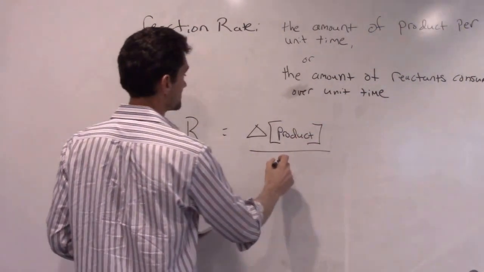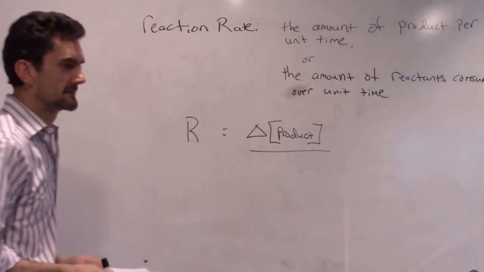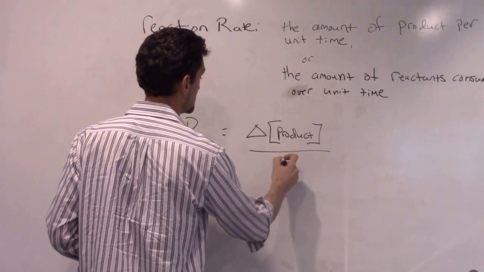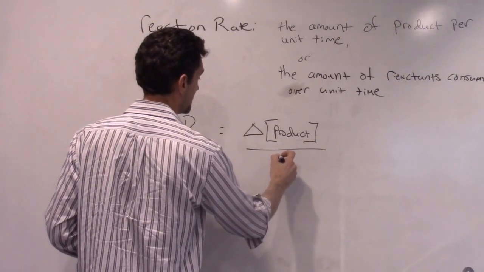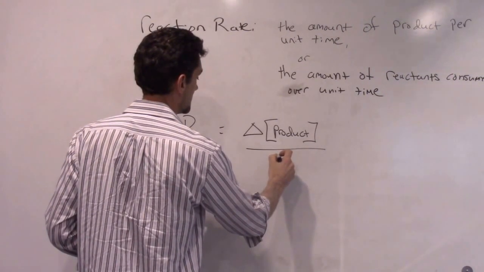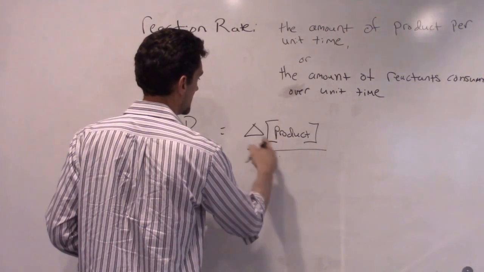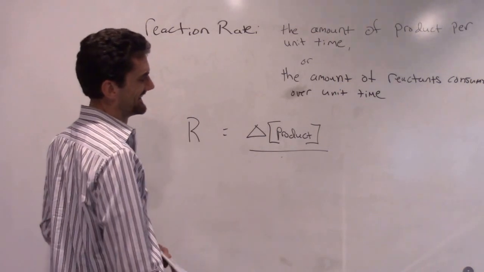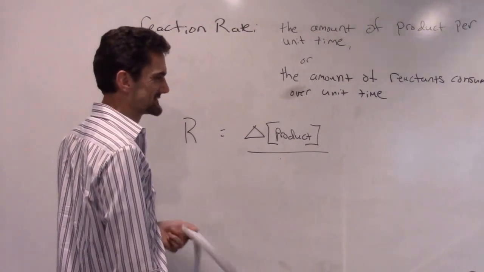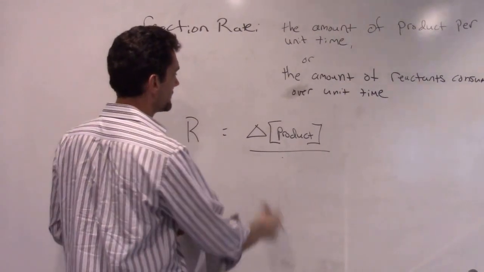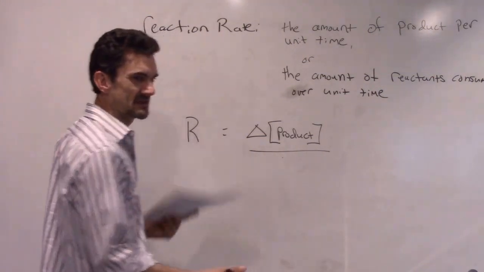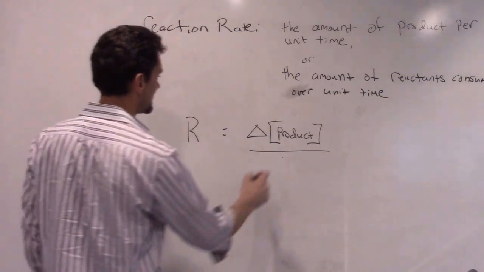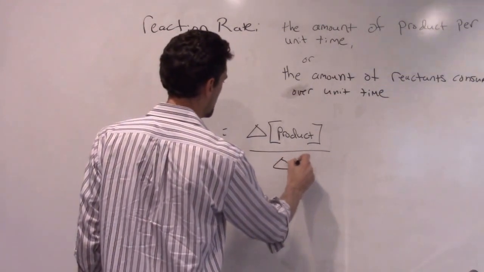Divided by, what do you think? Product reaction. Unit time, which we're going to call what? What's change in time? Change in time is distance over rate. Physics doesn't come into chemistry. No physics in chemistry. What do we call change in time? What's the chemistry term for change in time? Delta T.